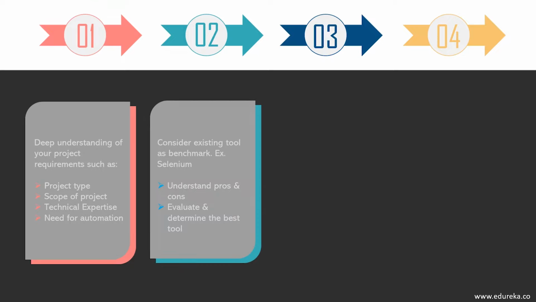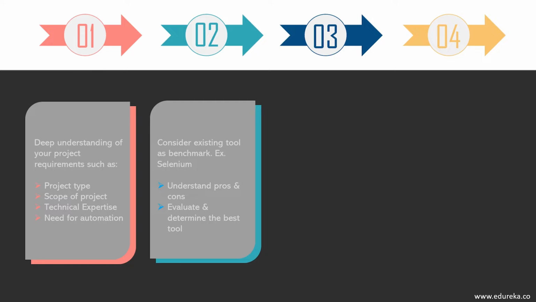Next step is to consider your existing tool as a benchmark. You will never know if the tool is best or not unless you have some other tool to compare it with, right? Well, you can go ahead and experiment with all the tools, but it's really time consuming. So consider the current tool, or the one which you're using right now, as a benchmark to evaluate and determine the best automation tool that's suitable for your project.